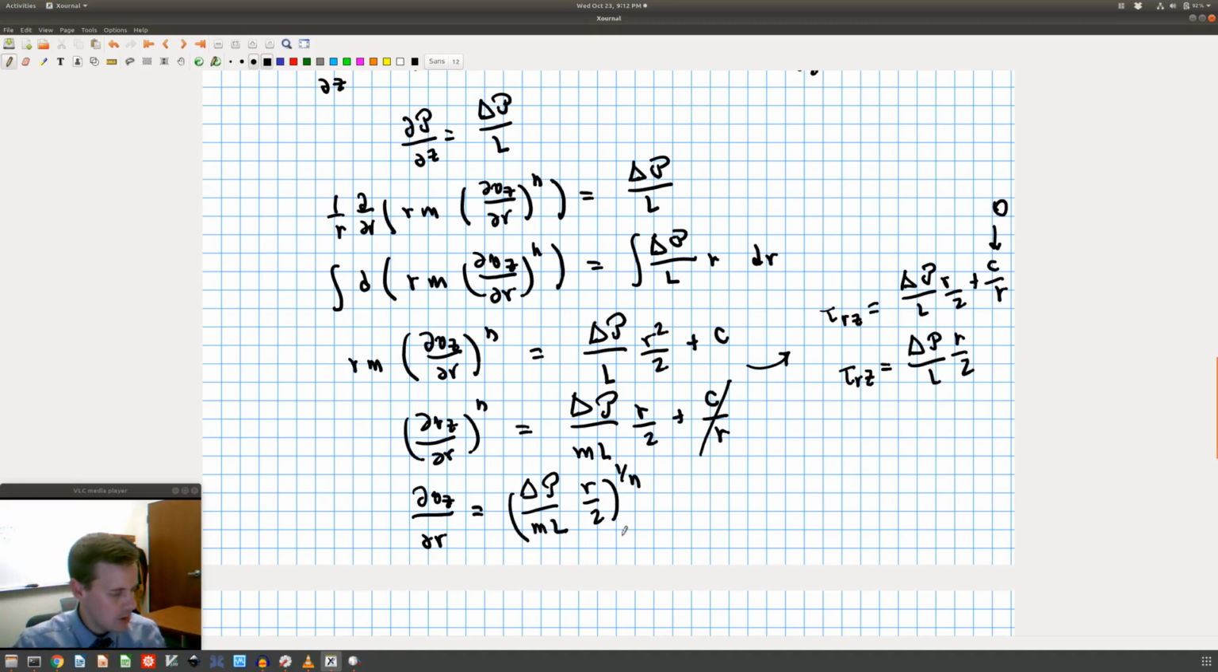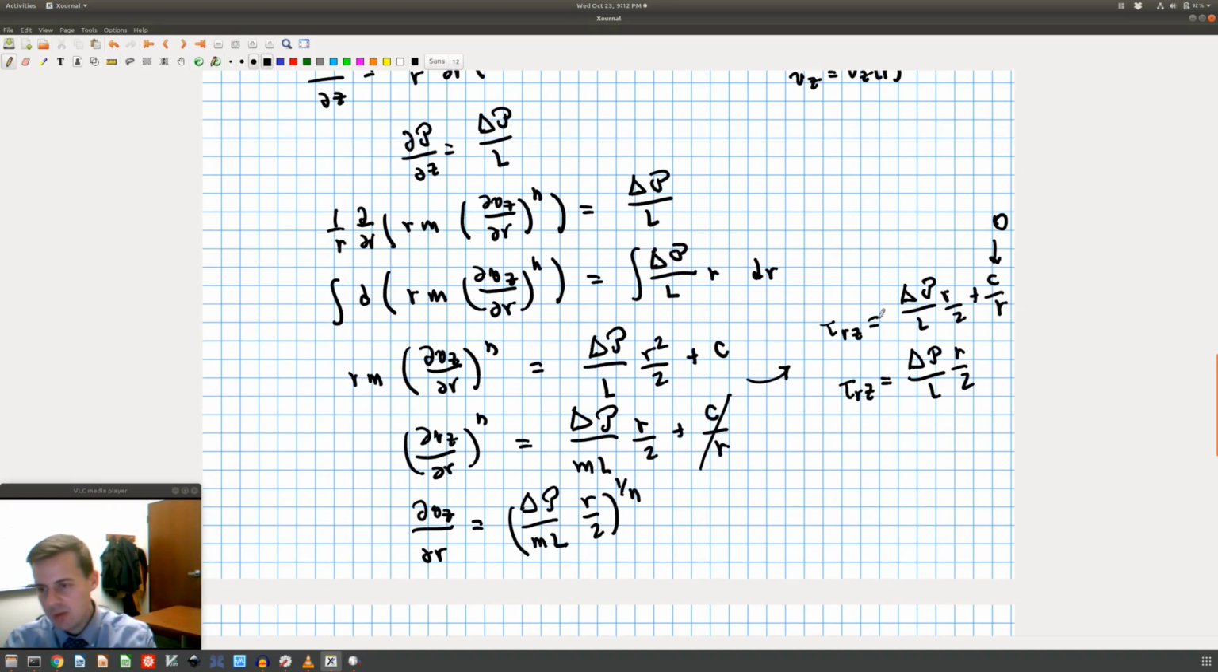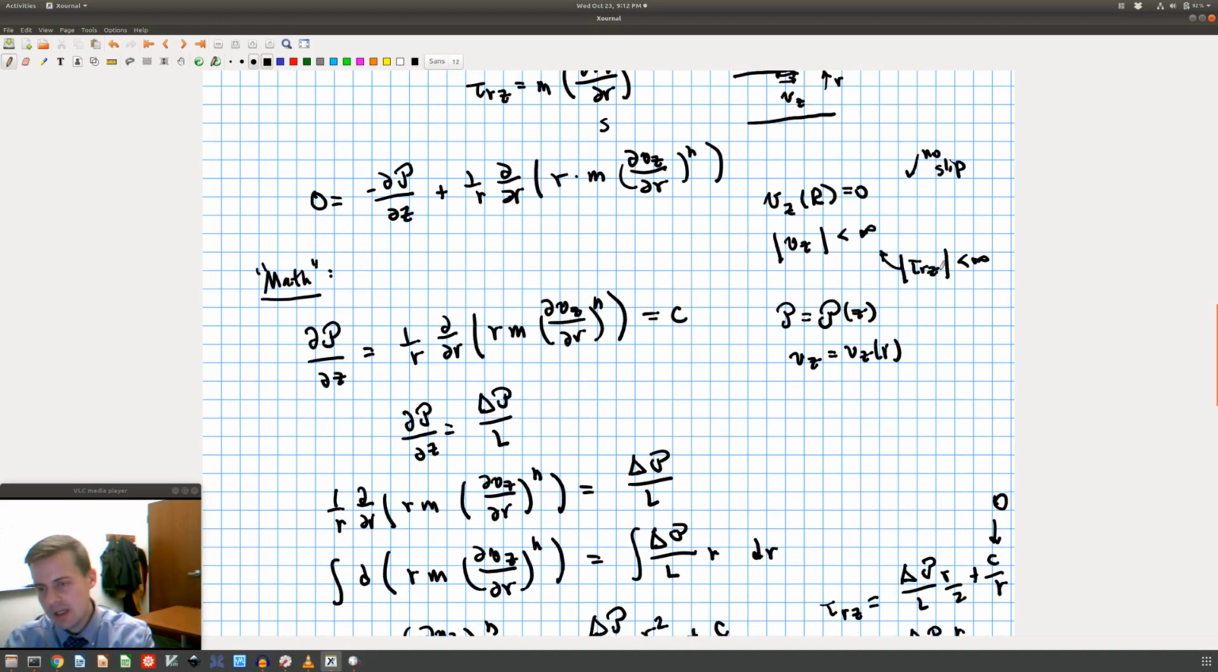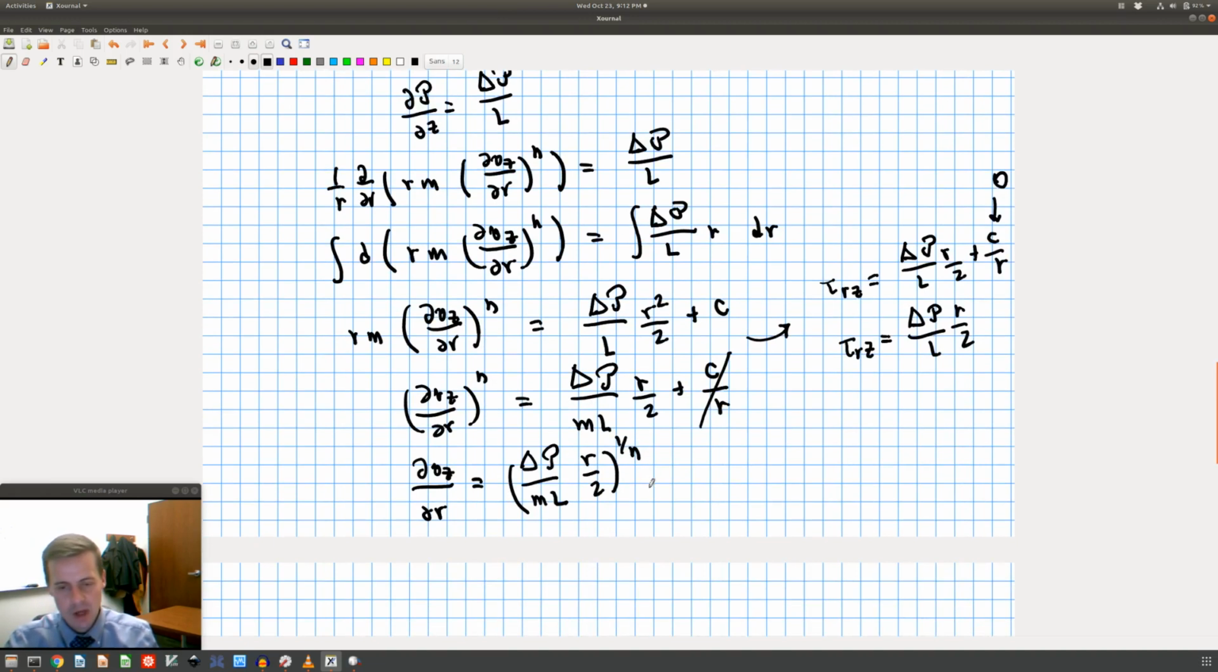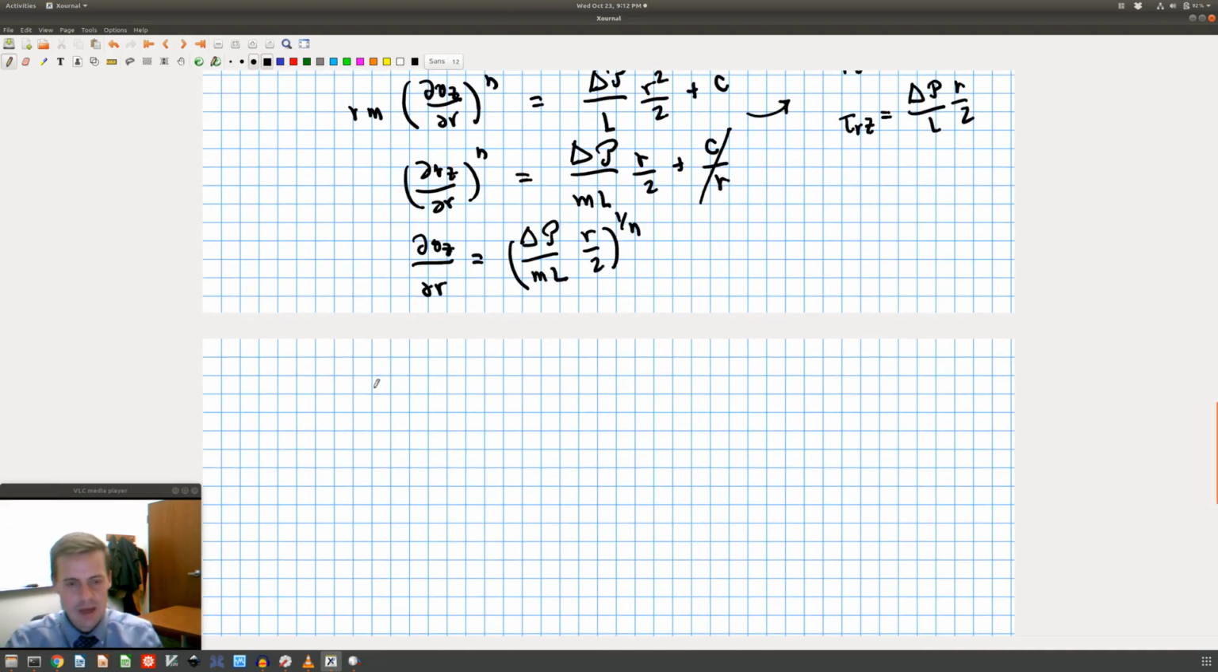All right, hope I didn't lose too many of you there, but that's just an easier way. I'm applying this boundary condition early using tau Rz instead of Vz, so I don't have to mess with this 1 over n power in my algebra. That's basically all I'm doing. Now I'm going to separate and integrate again. So I get dVz is equal to, let's see, delta dynamic p over ml r over 2 to the 1 over n power dr, and I'm going to integrate again.